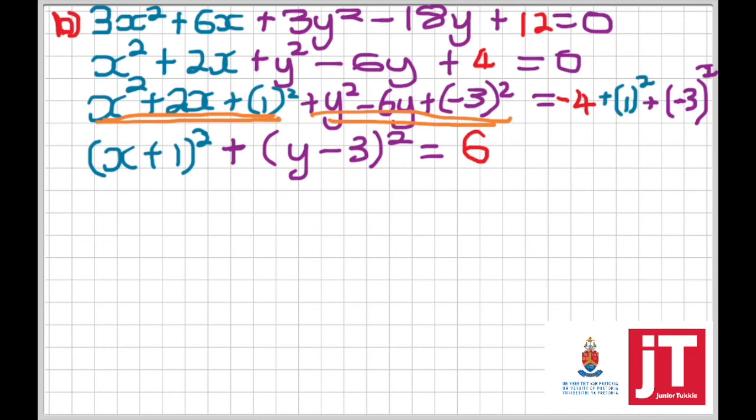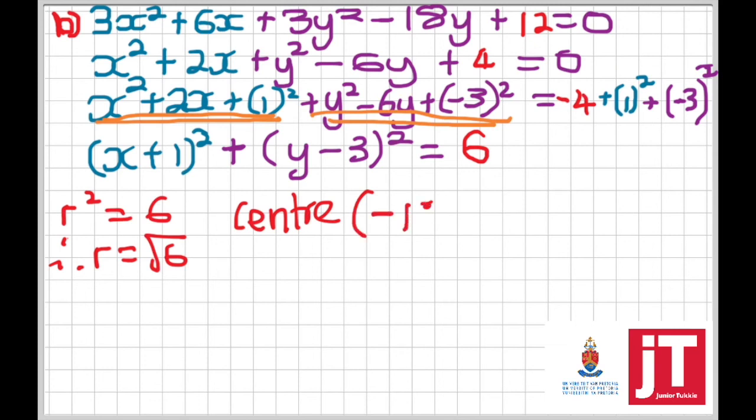Now the radius there, we say r squared is equal to 6. Therefore, our r is equal to the square root of 6. So our radius is root 6. Our center, though, becomes (negative 1, positive 3).